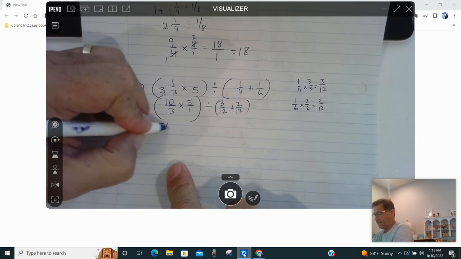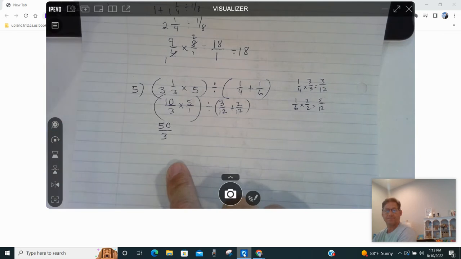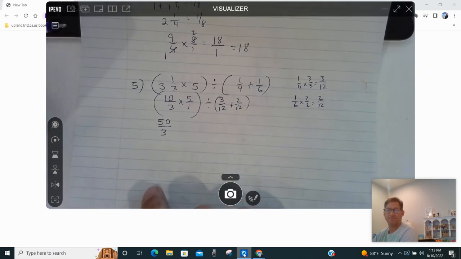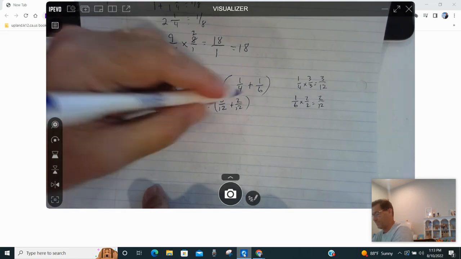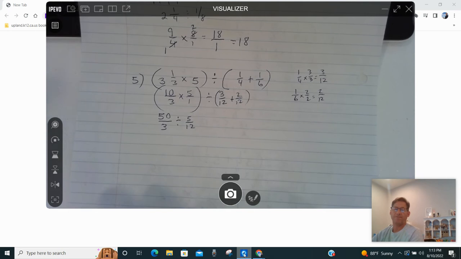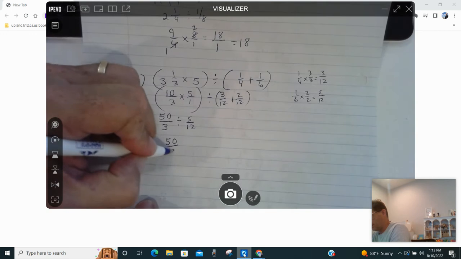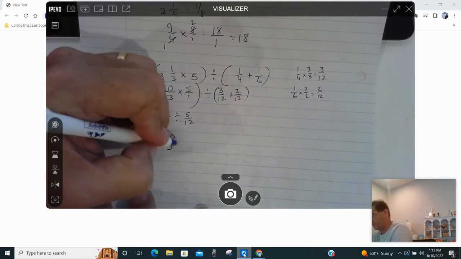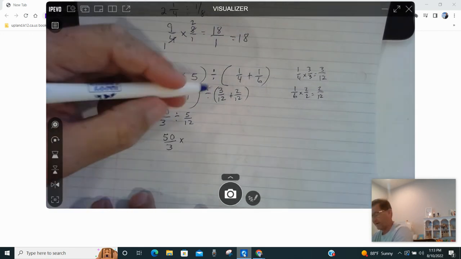So we have 50 thirds. That's how many hours she works for the week, divided by 5/12. So she takes 5/12 of an hour to trim and style a customer's hair. So we're going to multiply 50 thirds by the reciprocal of 5/12.